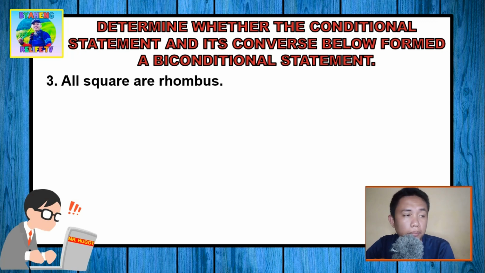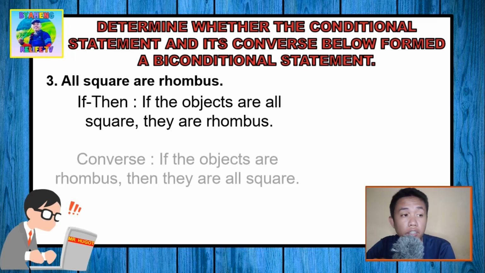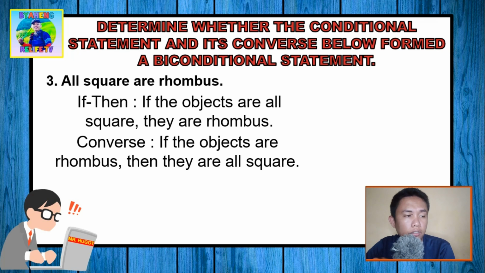So for our third statement, guys, all squares are rhombus. So if in a statement, the objects are all squares, then they are rhombus. For our converse, if the shapes are rhombus, then they are all squares. Is that statement true?